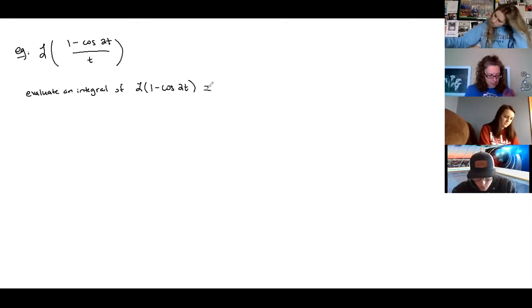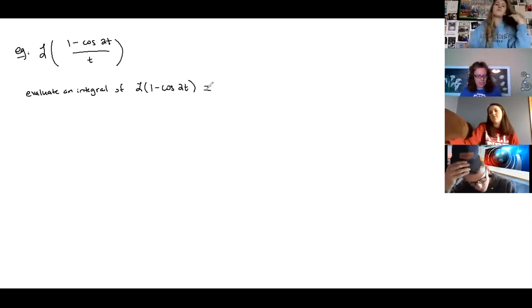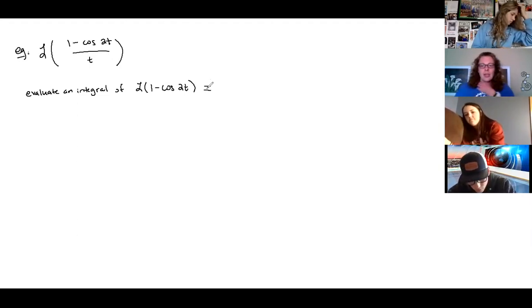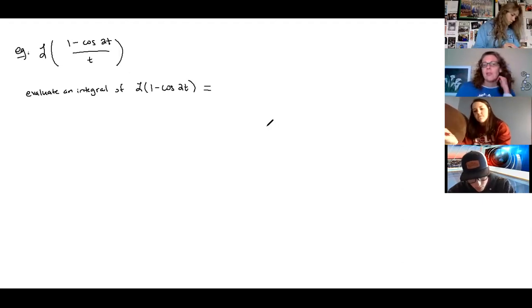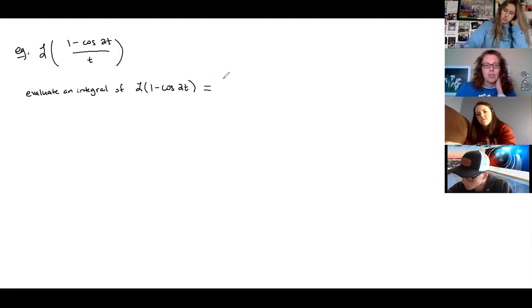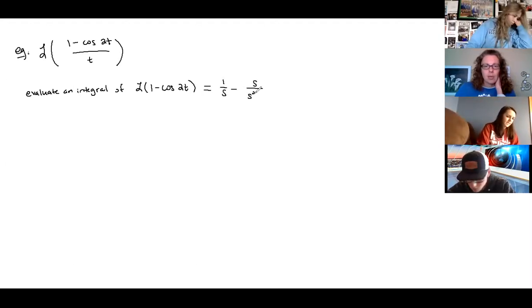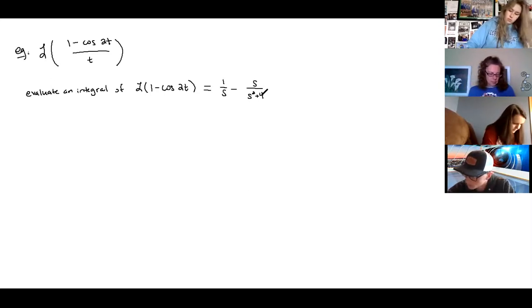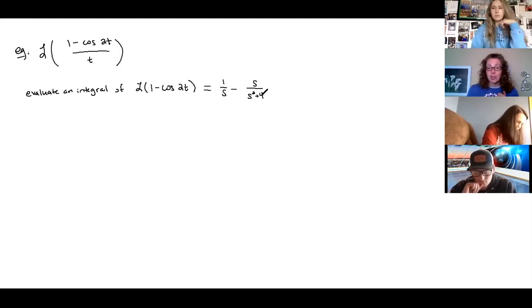This is 2 parts, front of your book. Figure out what that one is. What is the integral that we're supposed to be evaluating in this case? Go ahead and check the front of your book. What's the Laplace transform of 1 minus cosine of 2t? One over s minus s over s squared plus 4.